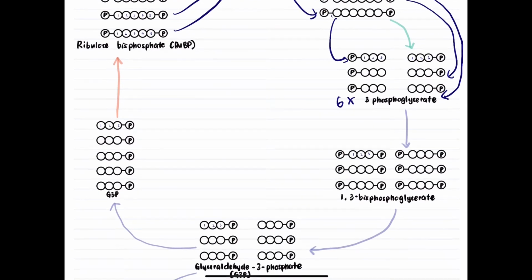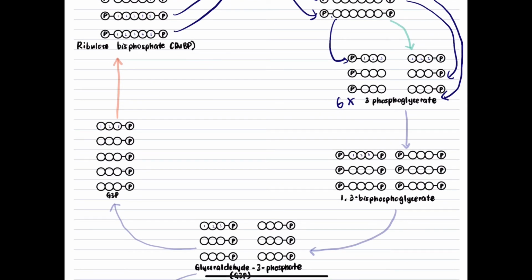The second phase is reduction. Each of the 3-phosphoglycerate will undergo phosphorylation by ATP to form 1,3-bisphosphoglycerate. 6 ATP will hydrolyze into 6 ADP.